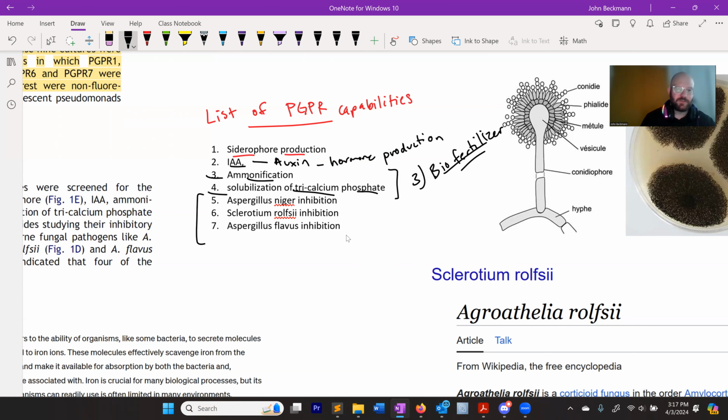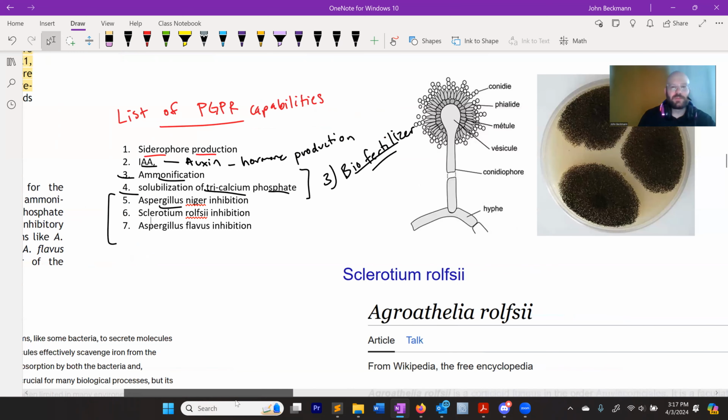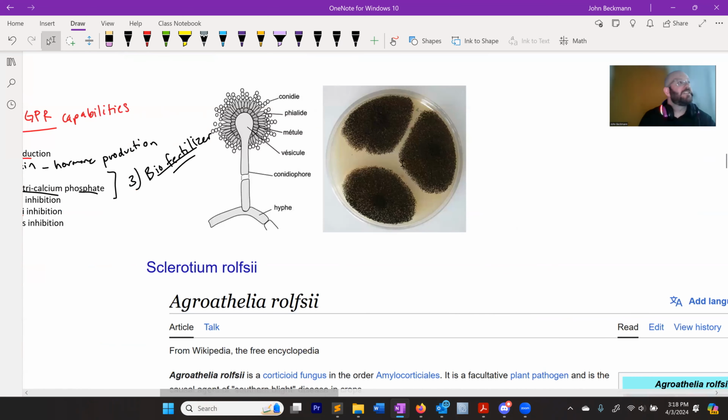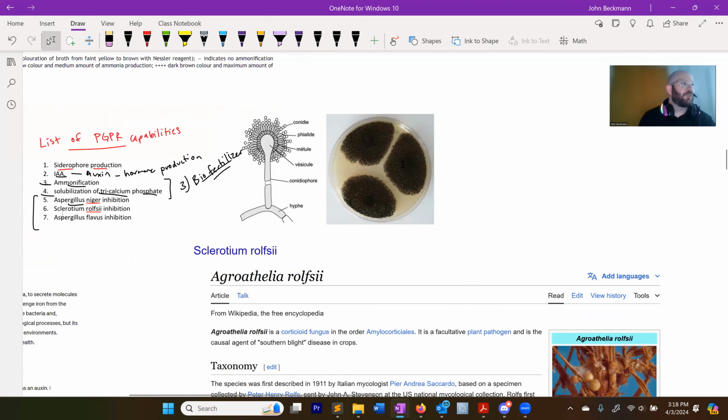And then here are just 5, 6, 7, protection or inhibition against the growth of various plant pathogens: Aspergillus niger, Sclerotium rolfsii, and Aspergillus flavus. Has anybody cultured microbes? Has anybody ever seen Aspergillus? If you ever start to grow your own microbes or your own fungi, which is a fun hobby, this is one of the most common contaminants you'll see. It's everywhere. Aspergillus. It's like a black mold. There's also a green mold.